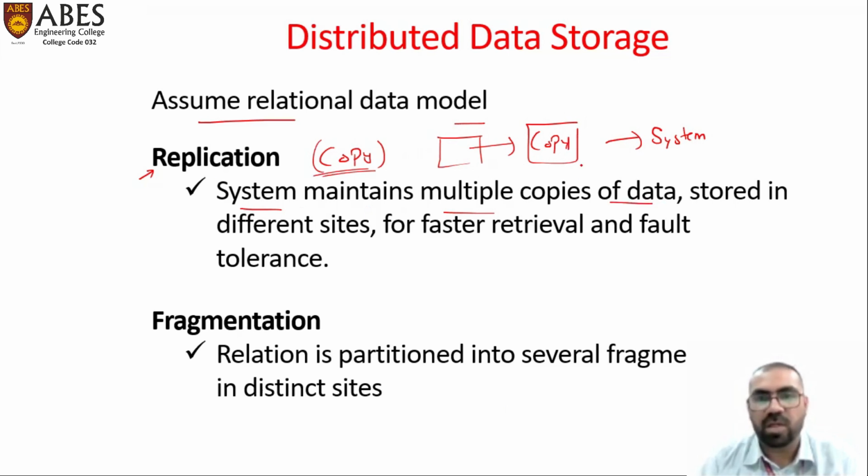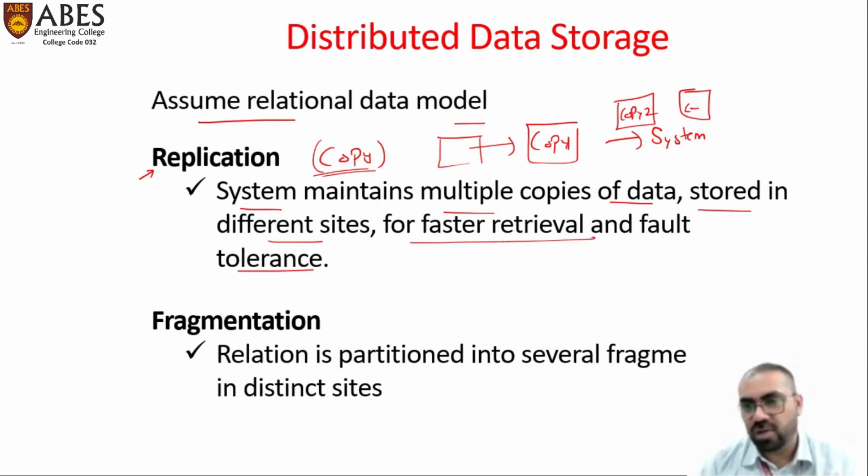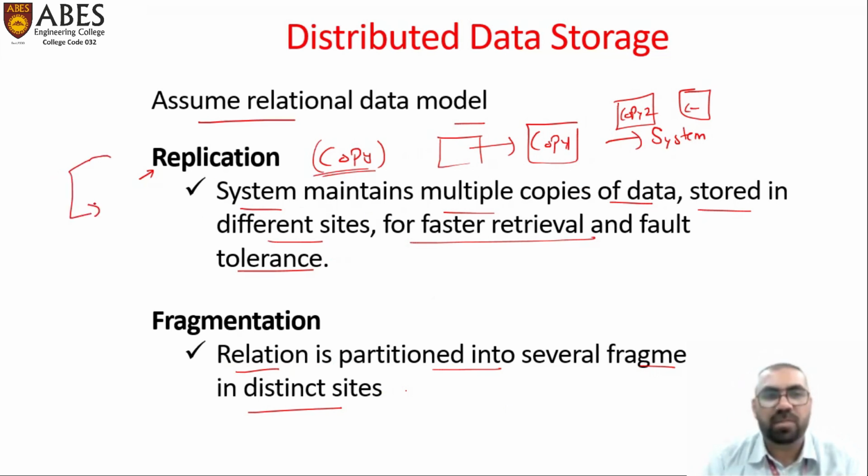See, copy number 1, then we can have a copy number 2, then a copy number 3, stored in different sites for faster retrieval and fault tolerance. So we are replicating it. Fragmentation: the relation is partitioned into several fragments stored in distant sites. So we can do it in two parts. First, we can replicate it, and we can fragment it, breaking it into parts.